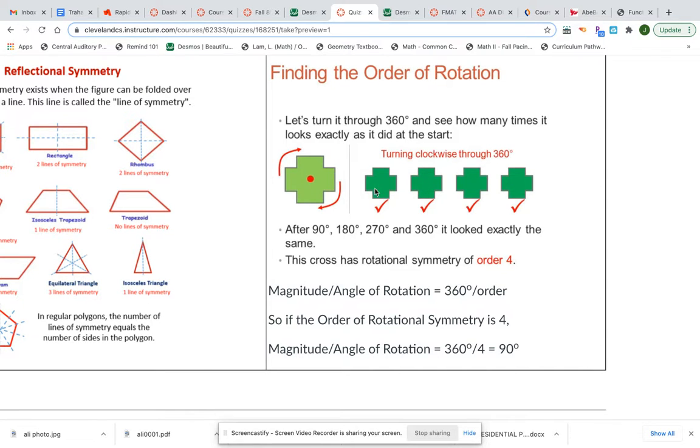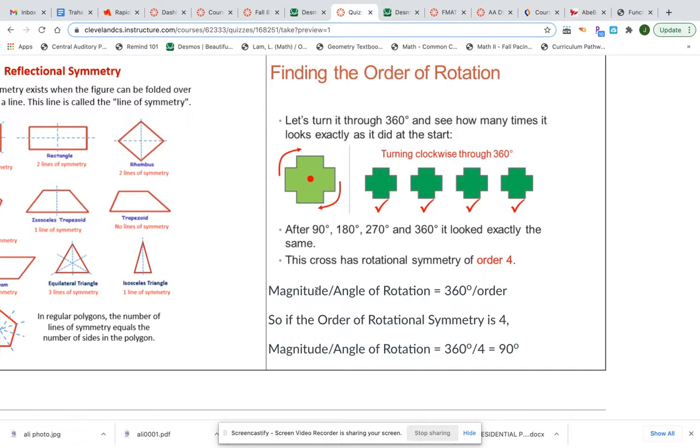From start to finish, from the first turn to the last turn to end the 360 degrees, you count the number of times that it mapped onto itself. So 1 turn was 90 degrees, 180, 270, and 360. So that's called an order of 4. So it has a rotational symmetry of order 4.